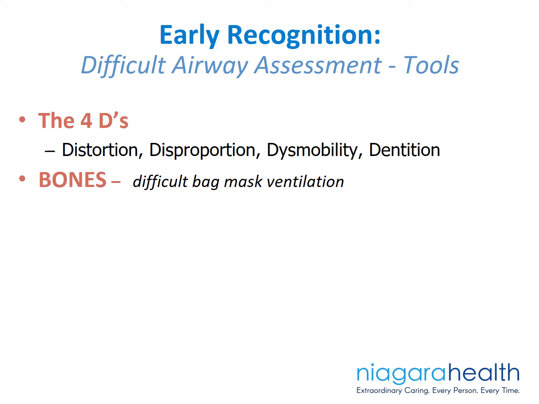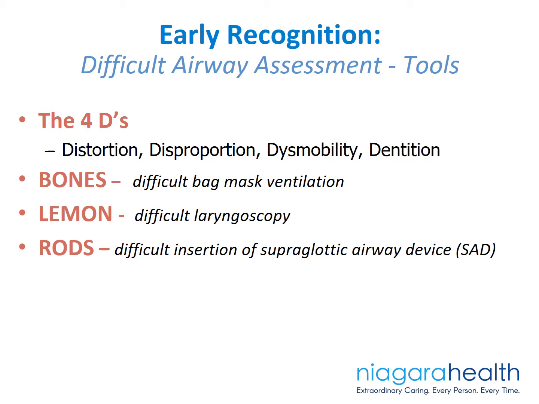We have a mnemonic called BONES. This will help you figure out who's going to be difficult to bag, mask, ventilate. We have LEMON, which will predict who is likely to have a difficult laryngoscopy. We have RODS, which will predict who will be difficult to insert a supraglottic airway device, which of course is one of our backup maneuvers.